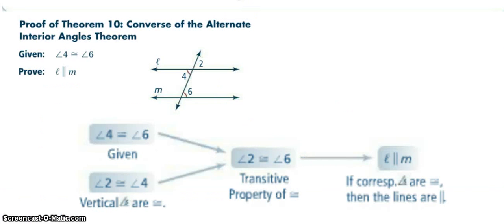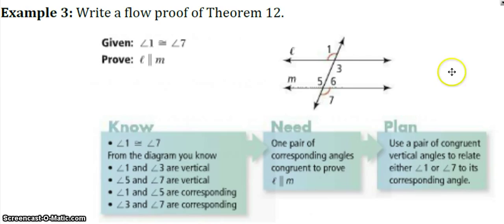And then we have a flow proof to show that Theorem 10 holds. We could write one of these for 11 or 12, and we will for 12 in a moment. But we are given that angle 4 is equal to angle 6, so those are my alternate interior. Then I see that angle 2 and angle 4 are equal because they're vertical angles. That means that angle 2 must equal angle 6 by our transitive property. I can just replace angle 4 for 6. And then that proves to me that line L is parallel to line M.